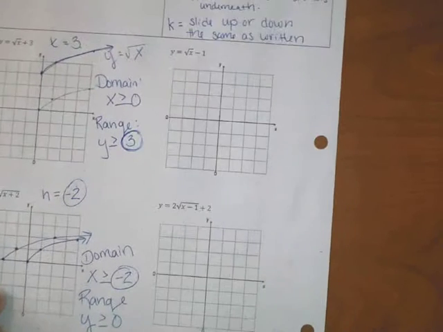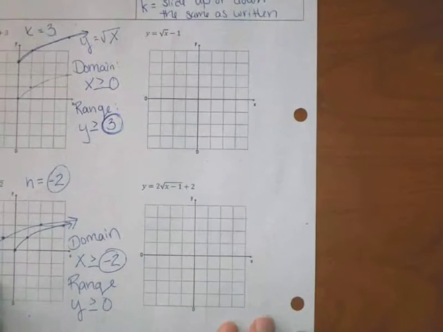Okay, try the next 2 on your own. The last one, we're doing more than one thing. We're actually doing 3. Do the top one first. Do you always enter in the parent function first? If you can draw it without the parent function, that's fine.